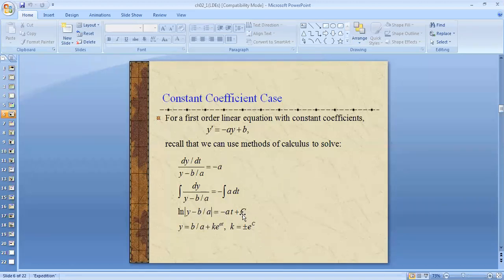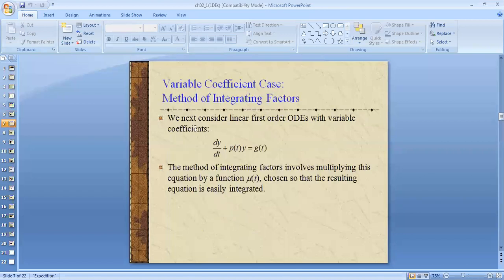We next consider a linear differential equation of the first order like this: dy/dt plus p(t)y equals g(t). Here p(t) is the coefficient of y and g(t) is the non-homogeneous term. The method of integrating factors involves multiplying this equation by the function mu(t).